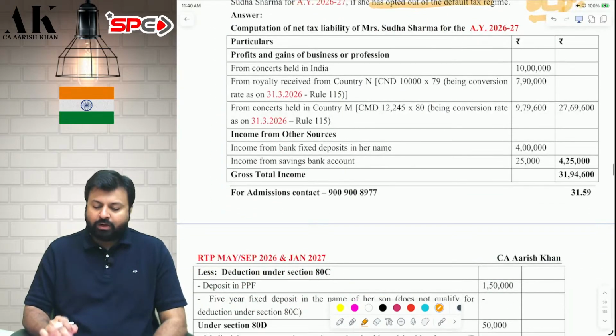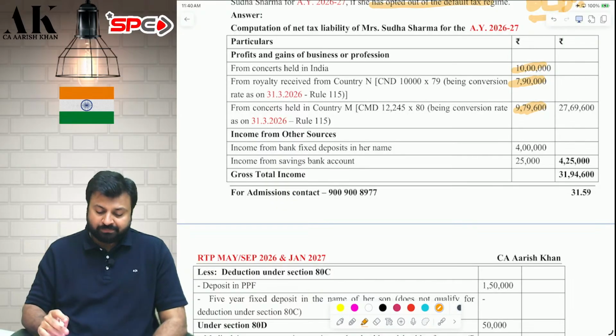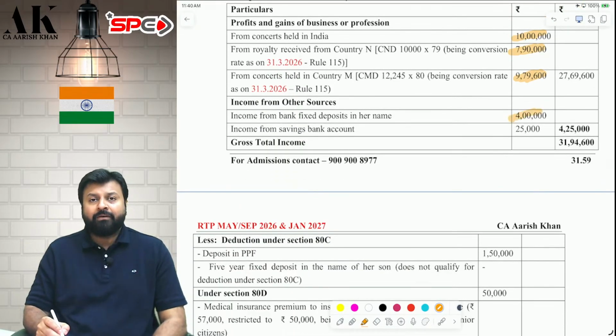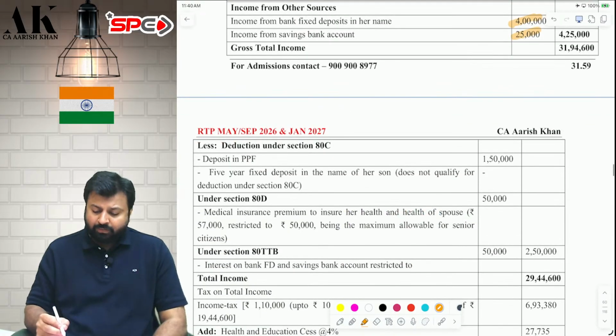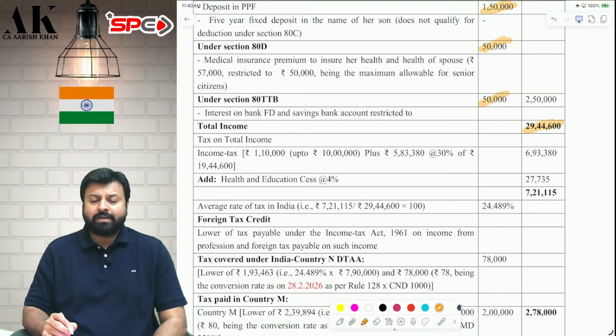So now we have included all the income. Indian concerts, 10 lakh. Royalty from country N will be taxable here also, and there also. Royalty and concert from country M will be taxable here also and there also. Then fixed deposit from Indian bank, and then saving bank account interest. From that, 80C deduction and 80TTB deduction. After that, I will get 29,44,600 as total income. I will apply slab rates as per old regime because the assessee is following old regime.